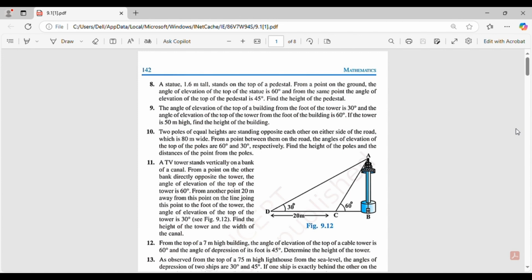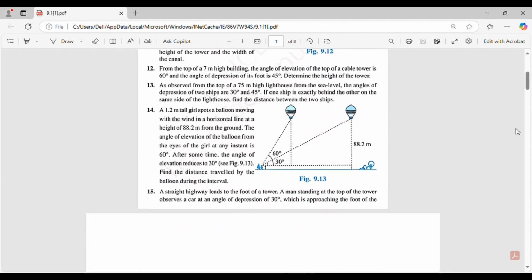Now we will continue with the remaining exercise of chapter 9. Question number 8. A statue 1.6 meter tall stands on the top of a pedestal. From a point on the ground, the angle of elevation of top of statue is 60 degree, and from the same point, the angle of elevation of top of pedestal is 45 degree. Find the height of pedestal.